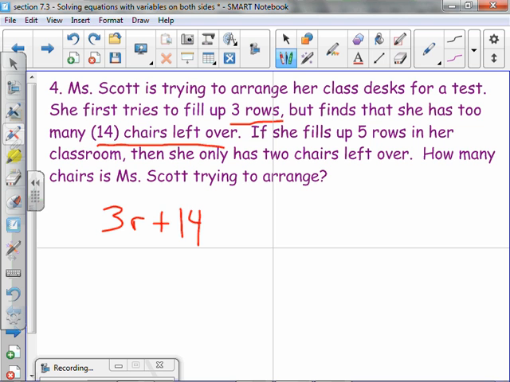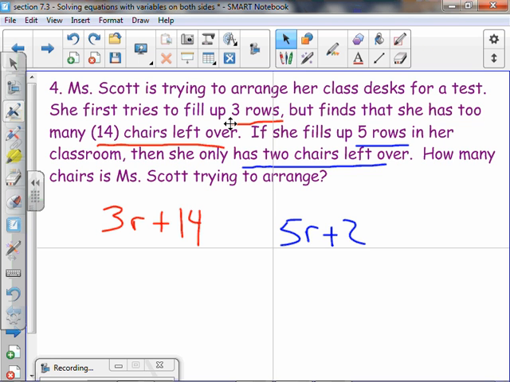So then she tries to fill up 5 rows. So if she fills up 5 rows in her classroom, then she has only 2 chairs left. Okay? So we say that 5 rows, however many a row is, 5 rows plus 2 is going to give her the same amount. So what we say is that 3R plus 14 equals 5R plus 2, because she's got the same number of chairs that she's trying to fit in her classroom. And then the question is, how many chairs is she trying to arrange?